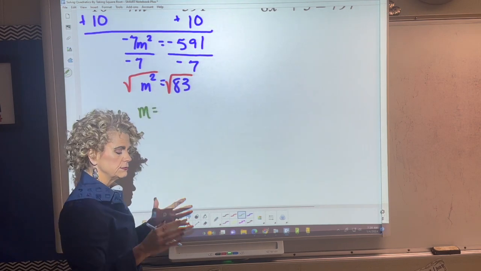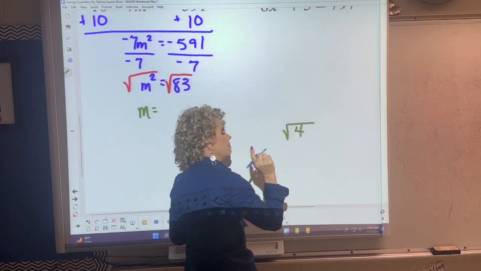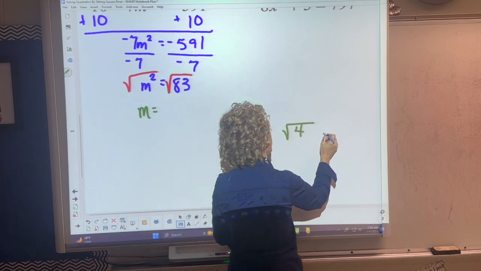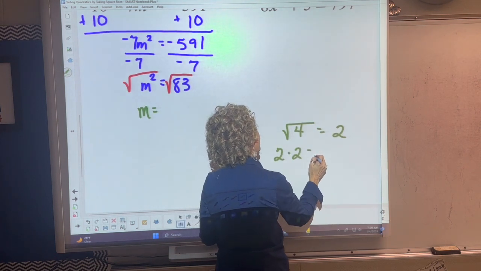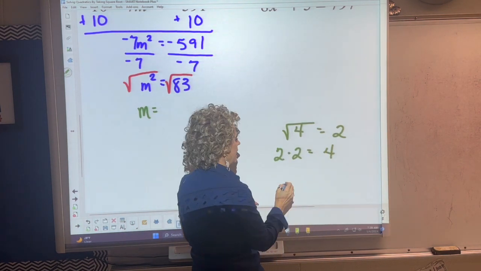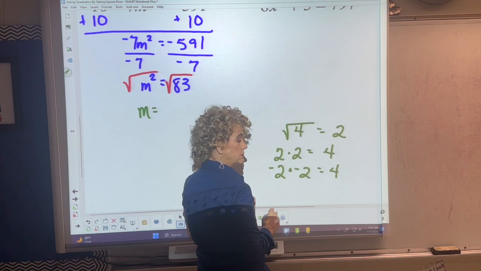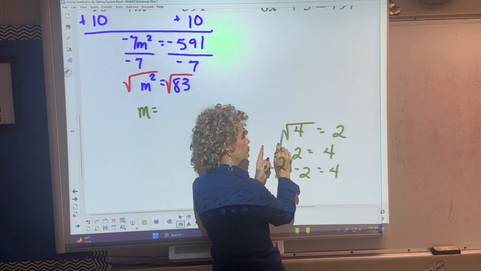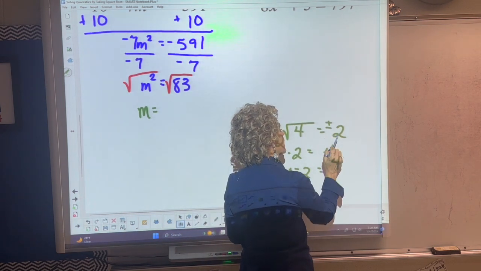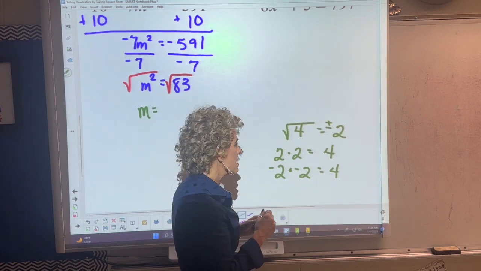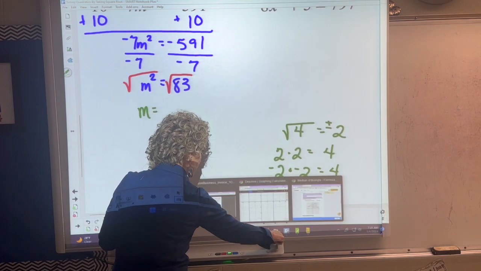Now, with a square root, let's stop and think about this. I'm going to leave this for a minute. I have the square root of 4. Most of you are going to tell me the square root of 4 is 2, and that is correct. 2 times 2 is 4. But isn't a negative 2 times a negative 2 also a positive 4? So technically the square root of 4, an even root, can be positive or negative, and we have to keep that in mind.